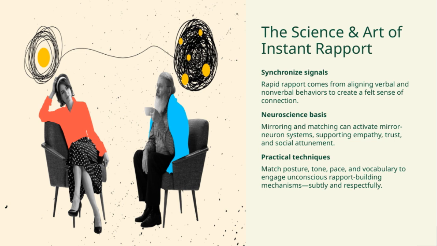So, when we mirror or match someone's posture, tone, or pace, we activate those systems, which fosters empathy, builds trust, and supports social attunement. Practically speaking, this means we can subtly match someone's posture, the tone and pace of their speech, and even their vocabulary. The goal here is to engage those unconscious rapport-building mechanisms without it feeling forced or obvious. It's about being respectful and genuine in your approach. So, by consciously using these techniques, we can create instant rapport, making interactions smoother and more connected. This is really the science and art behind building rapport quickly and naturally.